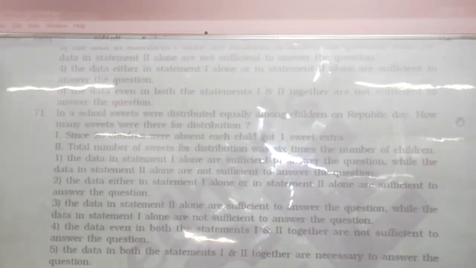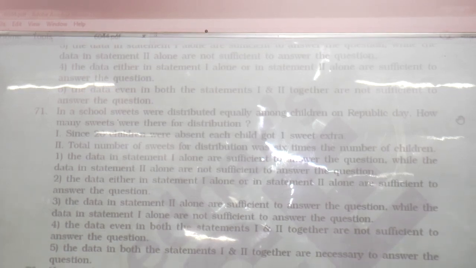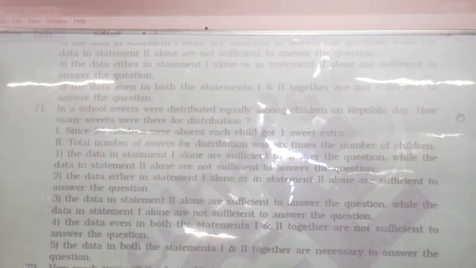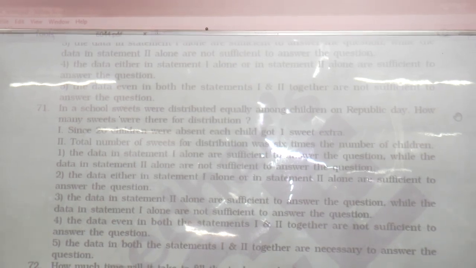In a school, sweets were distributed equally among children on Republic Day. How many sweets were there for distribution? Fine. Since 20 students were absent, each child got one sweet extra. Will you get answer from this? No. Second one, total number of sweets for distribution was 6 times the total number of children. From this, will you get the answer? Yes or no? Only 2 alone.